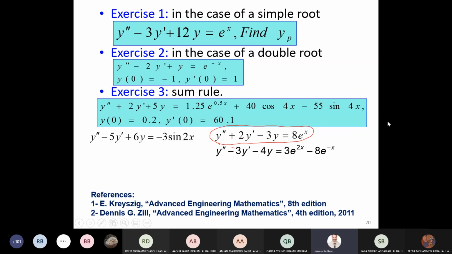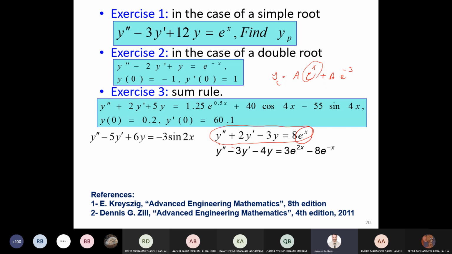Anybody find the complementary solution? Just the roots. What are the roots? m is equal to 1 and minus 3. Excellent, thank you. So 1 and minus 3, a exponential 1x plus b exponential minus 3x. Let me put here a, b, this is y complementary. Okay, just a minute. Oh, I have exponential x and exponential x.